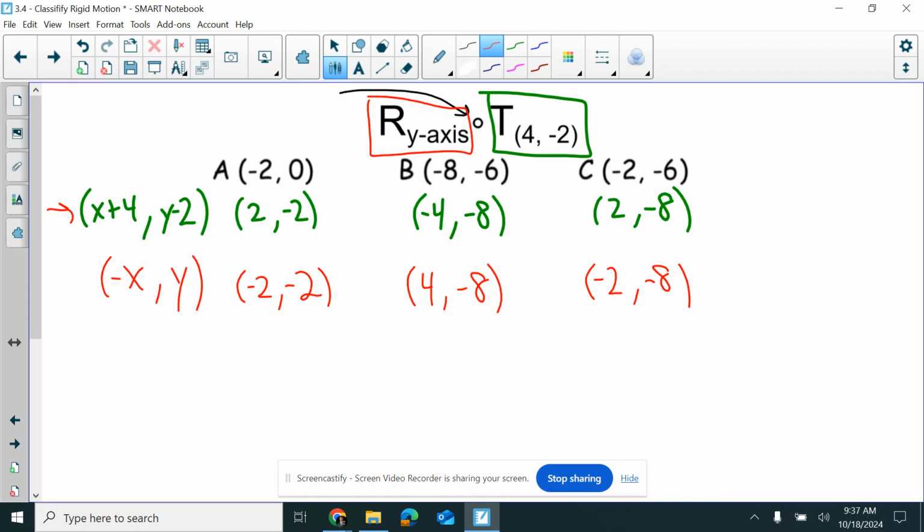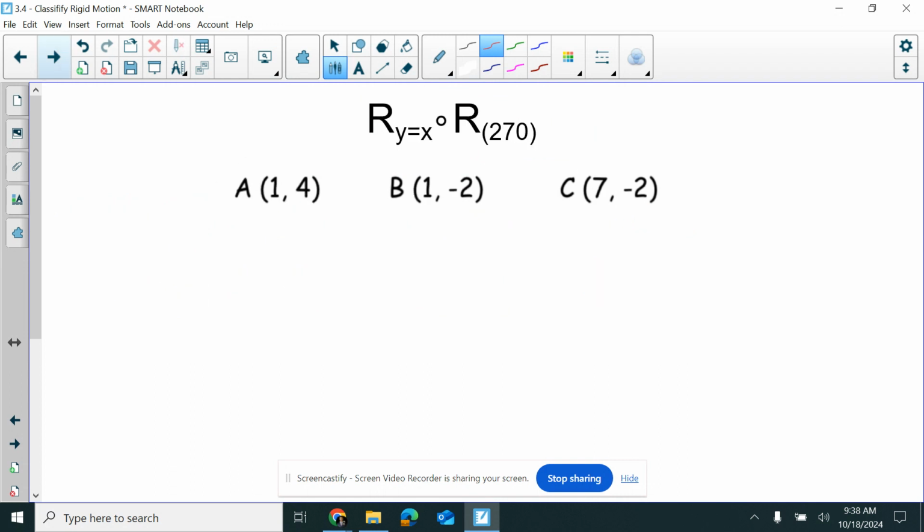So the main thing you have to know when it's written like this is that you do the second one first. You come up with your new points, and then you apply that first rule to those new points to get your answer. Let's just look at one more example.